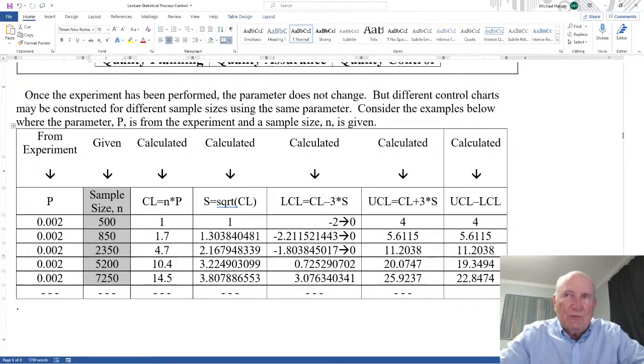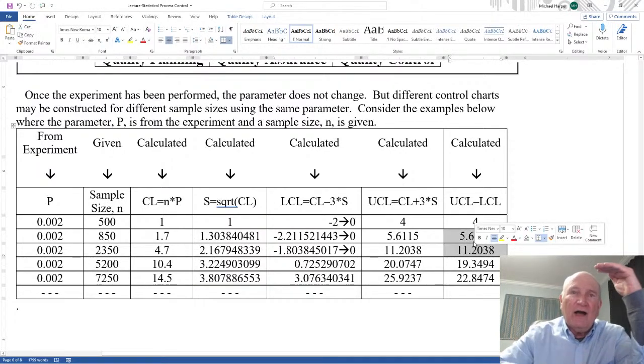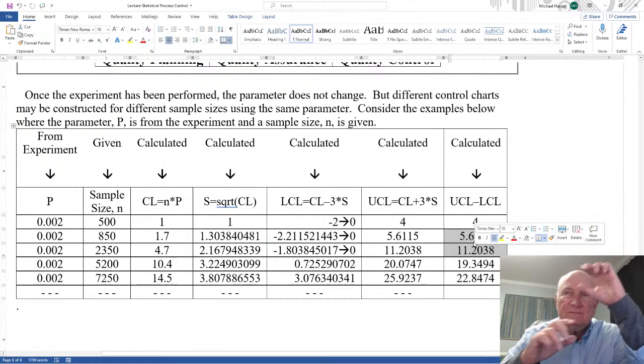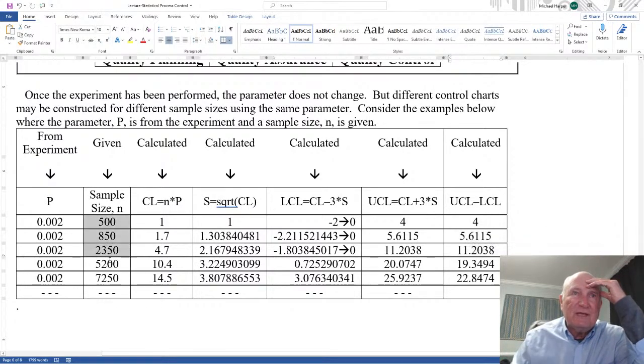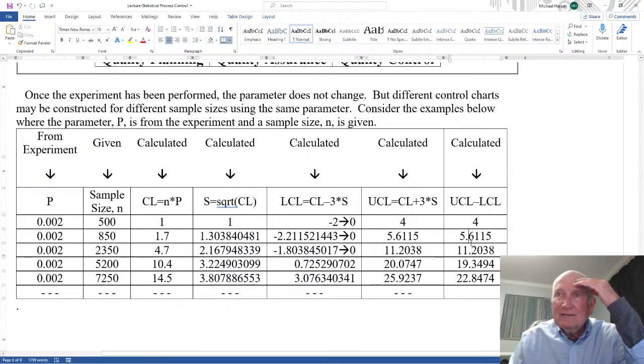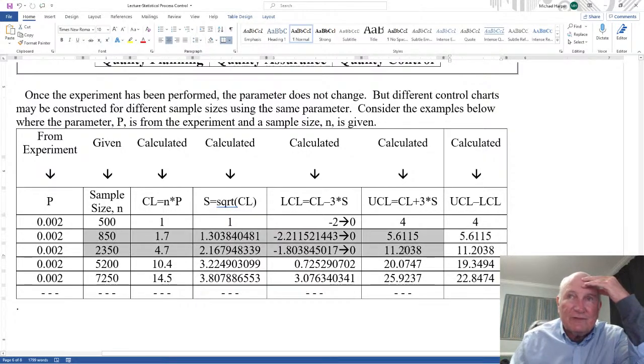Well, what sample size do you want? I want to make it easy. As a matter of fact, I want to make the chart easy. I want the size of the chart to be exactly 10, 5 above, 5 below. So what should the sample size be to make the size of my chart exactly 10? Well, it's somewhere between 850 and 2350. Because this is, I take that back. Somewhere between 850 and 2350.